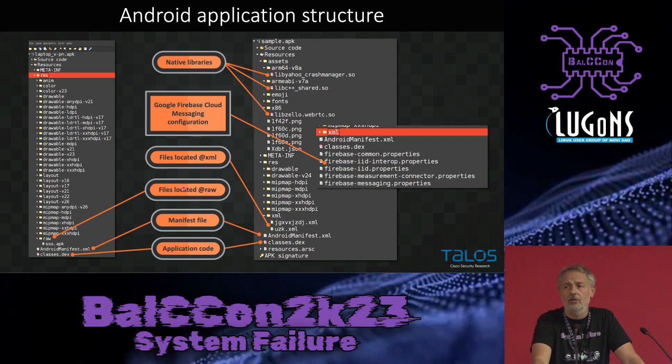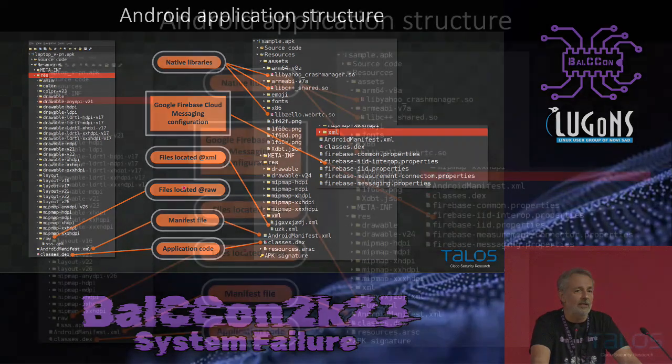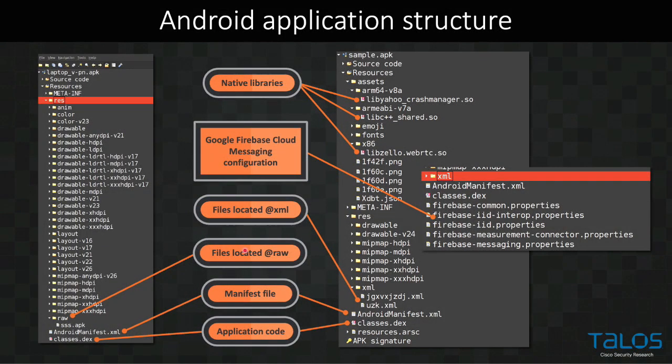Then we have classes.dex. Dex stands for Dalvik executable. Dalvik is a town in Iceland, and the Dalvik virtual machine runs Dalvik executable code. So this is the main thing we will target when we try to decompile or look at the static analysis of the code.